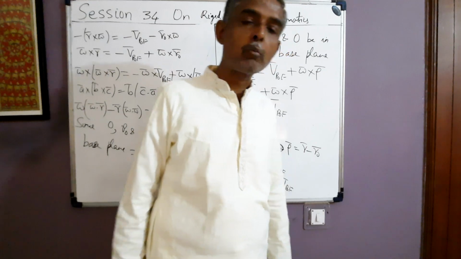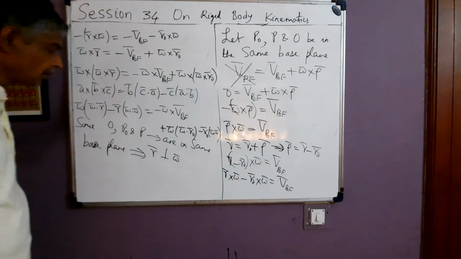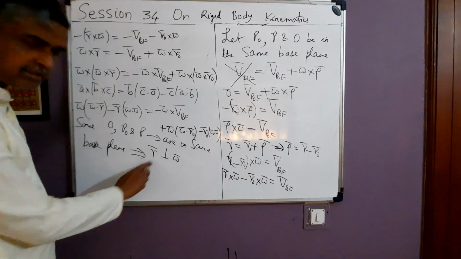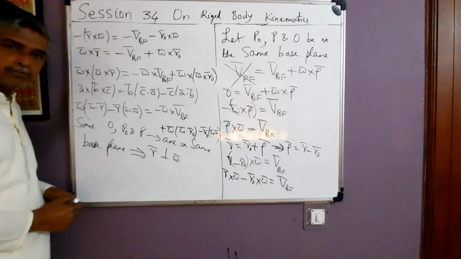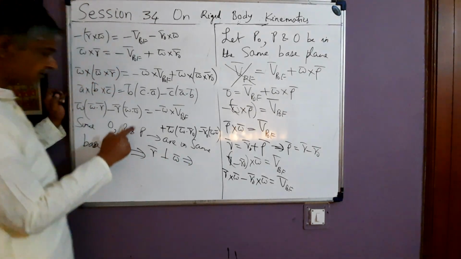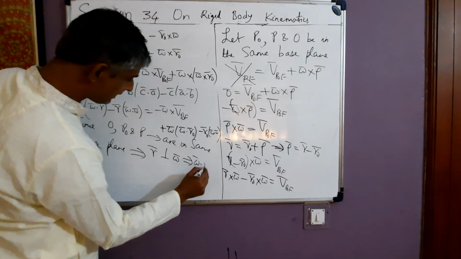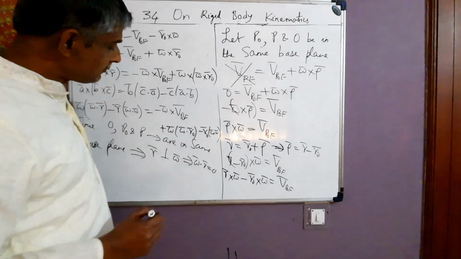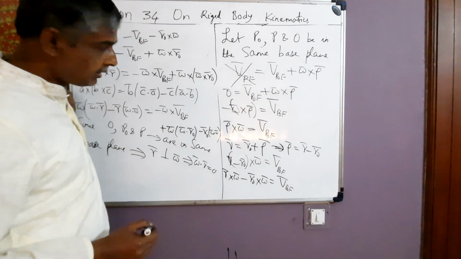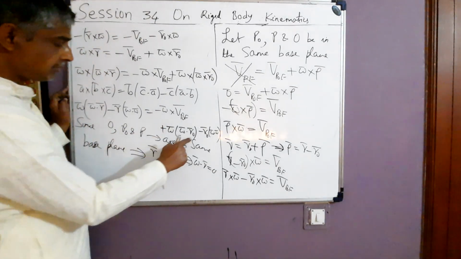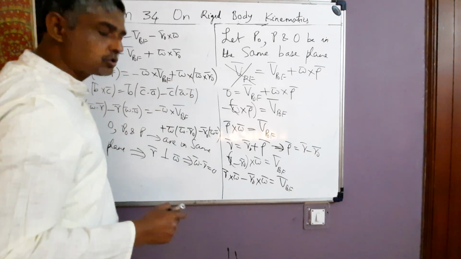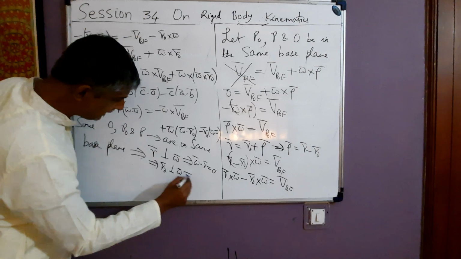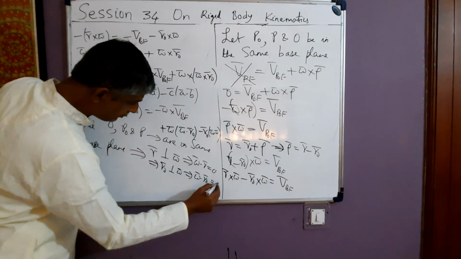Whenever M undergoes plane motion with respect to F, then omega is normal to the base plane and vector R lies in the base plane. So the dot product of two perpendicular vectors is 0, so omega dot R becomes 0. Similarly, P naught and O are in the same base plane, so vector R naught from O to P naught is also in the same base plane. That means R naught is also normal to omega, so omega dot R naught becomes 0.